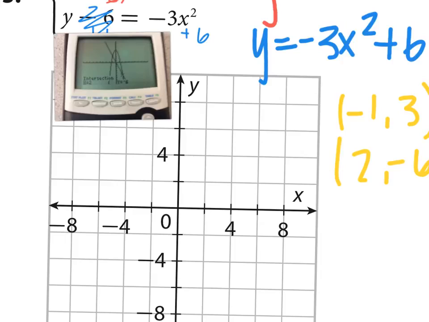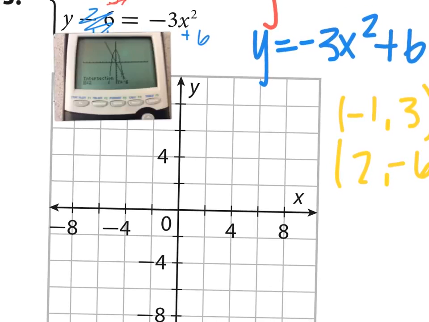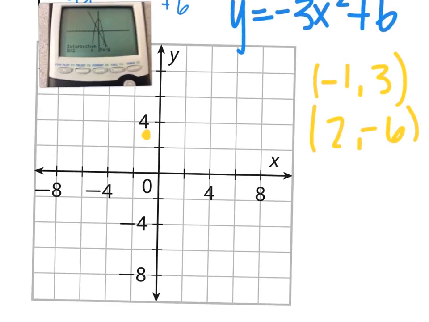But I do know that they intersect at negative 1, 3. So your graphs better intersect at negative 1, 3. That should for sure be a point on your graph. You also know that they intersect at 2, negative 6. That should also be a point on your graph. Well, that's easy enough to draw your line, because in order to draw a line, you need how many points? 2. So as long as you have 2 points, you can draw your line.